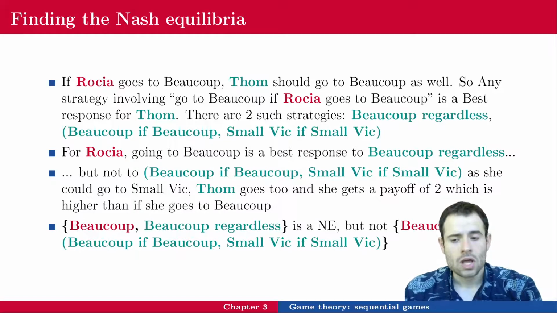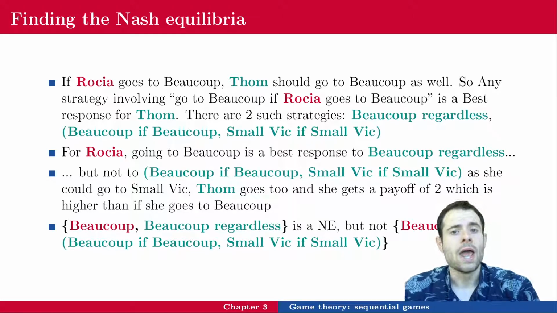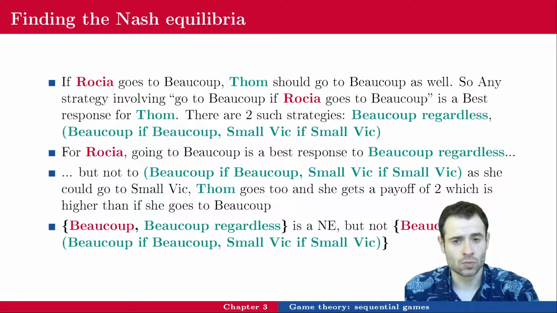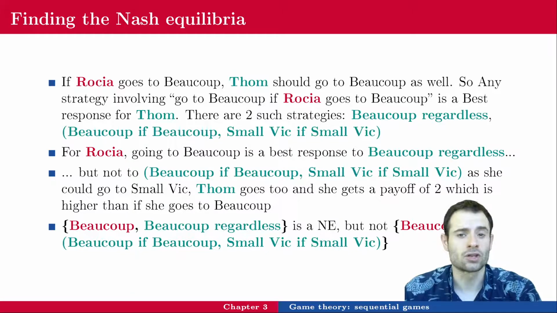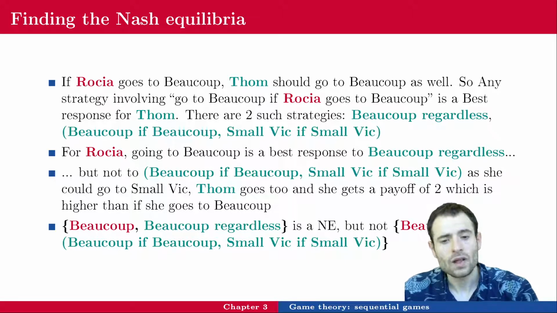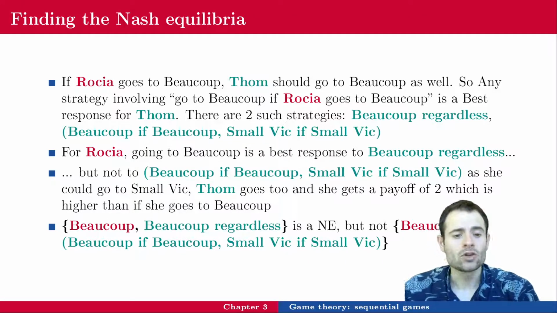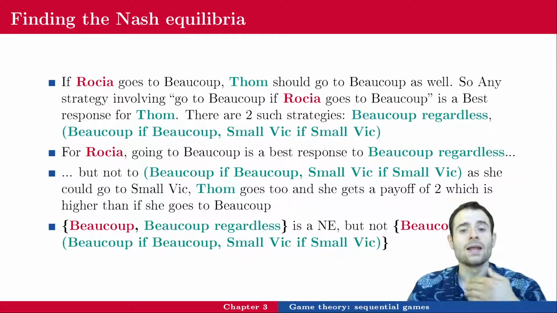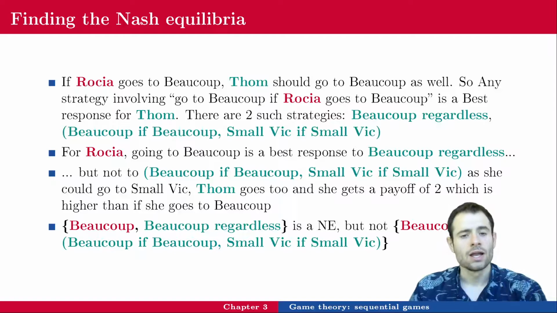But if Rosia goes to Boku and Tom follows Rosia no matter what, so he goes to Boku when she goes to Boku and he goes to small victory when she goes to small victory, this is not a Nash equilibrium because Tom is playing a best response to Rosia, sure, but Rosia in this case is not playing a best response to Tom because she would rather go to small victory. That's one Nash equilibrium, but we haven't covered all the possible strategies. So let's keep going. We have one so far, and let's look for more.